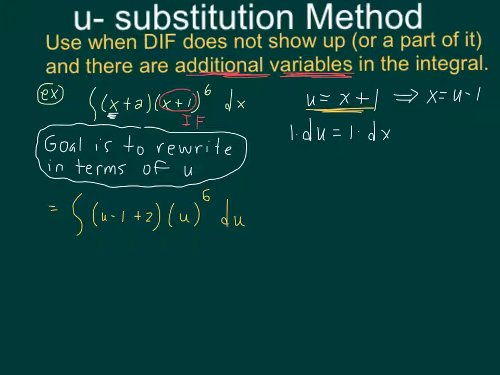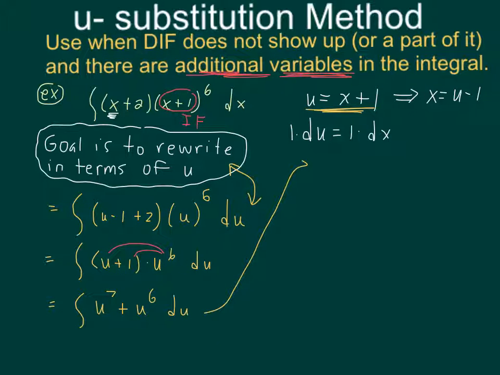So notice how my goal has now been met. We have rewritten this all in terms of u. So now let's clean this up. From here we would have u plus 1, times u to the 6th du. There's still more that I can do before I'm ready to take an integral. So we can distribute that u to the 6th, and I still have my integral symbol. u to the 6th times u gives me u to the 7th. And then when we continue to distribute, we'd have a u to the 6th.